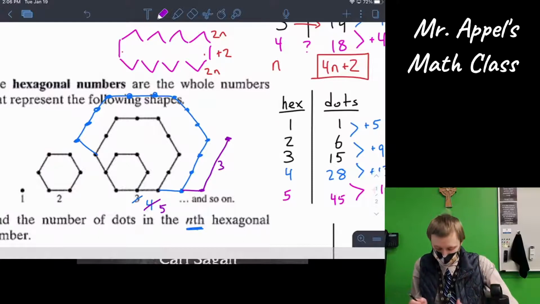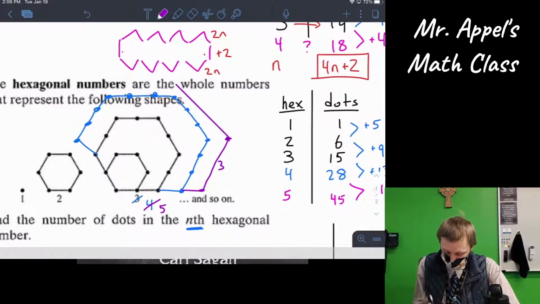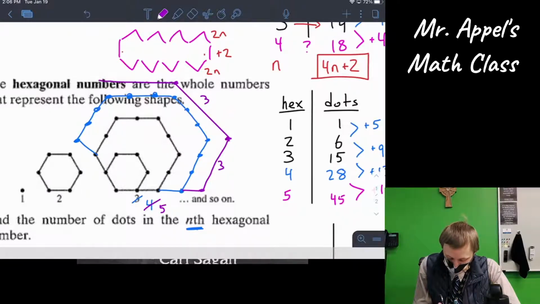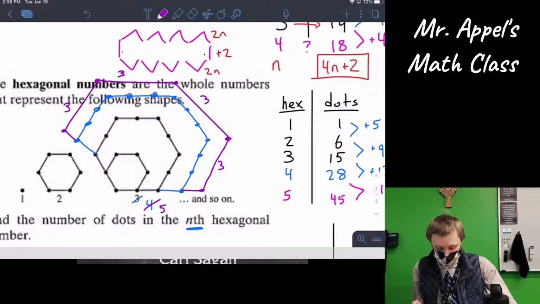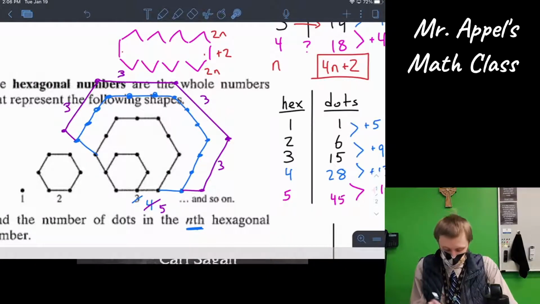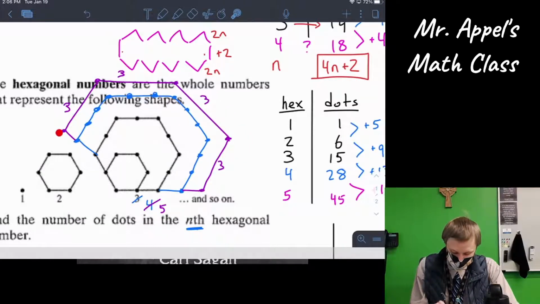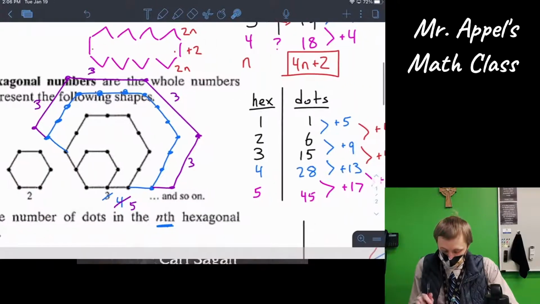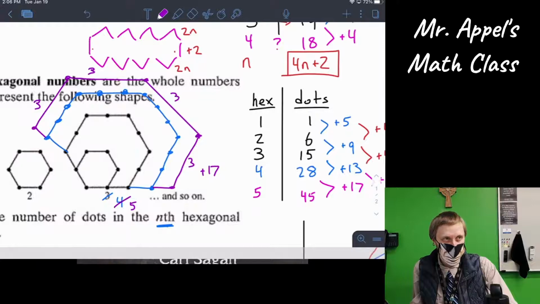Do I need to draw 3 individual dots each time? Dot there plus 3 more, and then here a dot plus 3 more, and then over here a dot plus 3 more, and then connect. That's all my dots accounted for, right? I think we can do that. 3, 6, 9, 12, 13, 14, 15, 16, 17. I added 17 dots for that layer.